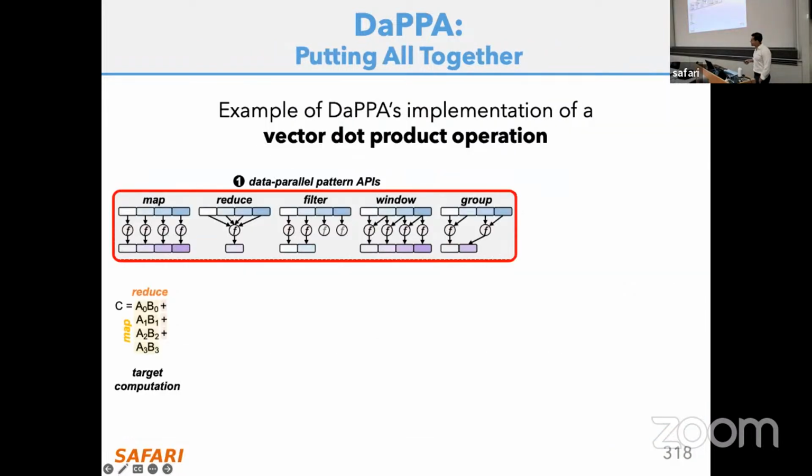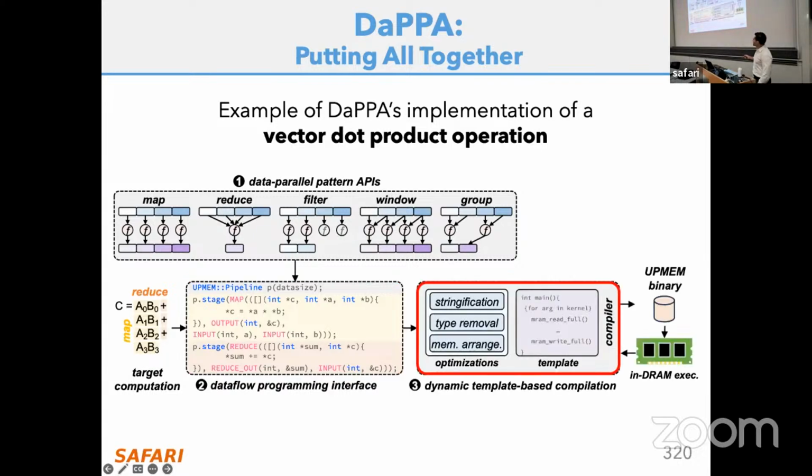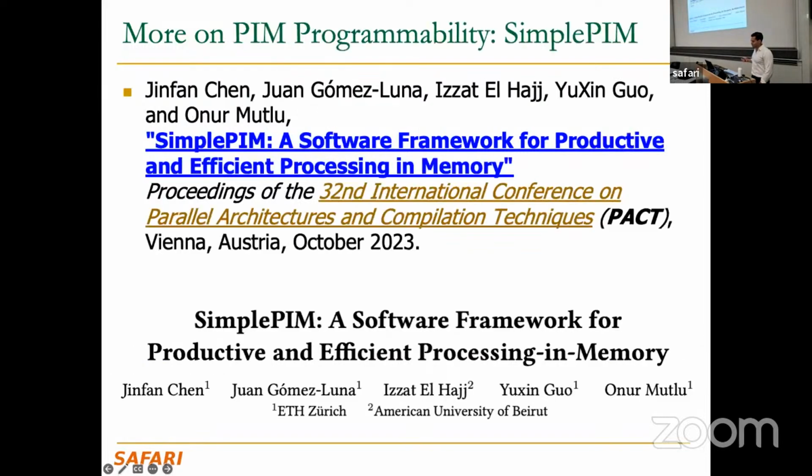So the way that it works, let's say that you want to do this target computation here. The only thing that you need to do is define the stages that are required for this computation. In this case, it is a map and a reduce stage. Then the framework dynamically compiles this code down to UPMEM binaries and runs the application in the UPMEM PIM system itself. So this is the DaPPA framework, the framework that we designed to try to reduce the complexity of programming real processing-in-memory systems.